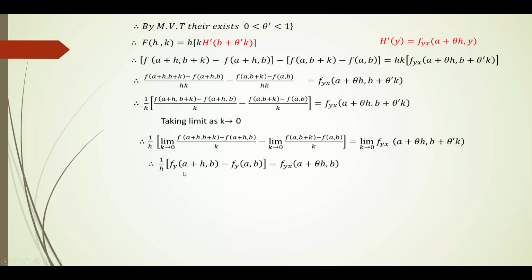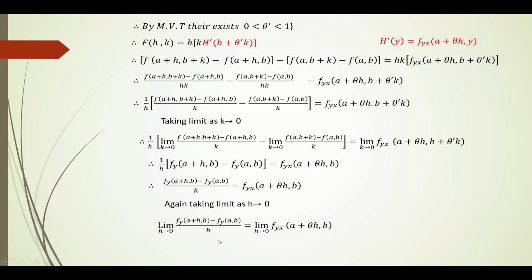Now write down h inside the bracket. Therefore we get fy a plus h b, minus fy a b, upon h, is equal to fy x a plus theta h, b. Taking limit as h tends to 0. Again taking limit as h tends to 0, we get limit as h tends to 0, fy a plus h b, minus fy a b, upon h, is equal to limit as h tends to 0, fy x a plus theta h, b.